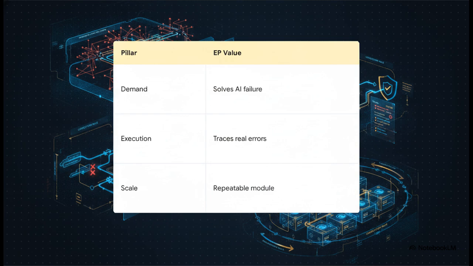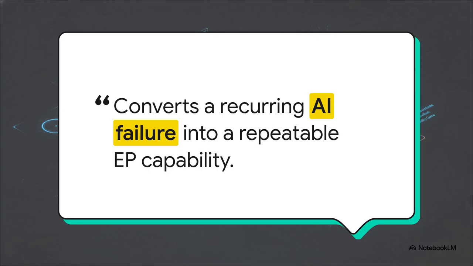In demand, it solves the incredibly costly failure of AI under serious deployment conditions. In execution, it actively operates and traces failures right inside real enterprise tasks. And in scalability, it turns the function into repeatable, productized operating components. It makes AI controlled, deductive, and actually operationally useful. I'll leave you with this final, somewhat provocative thought. Feedback and correction is investable because it converts a recurring AI failure into a repeatable EP capability.